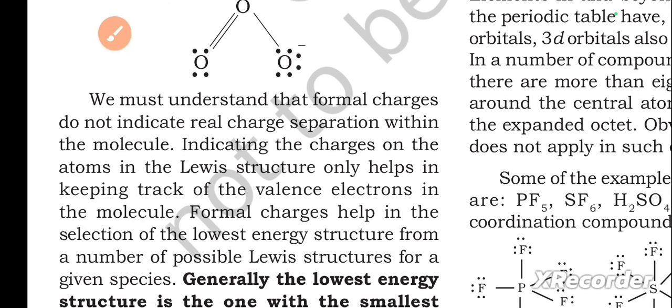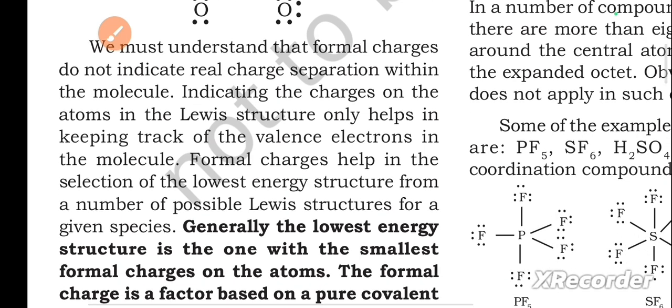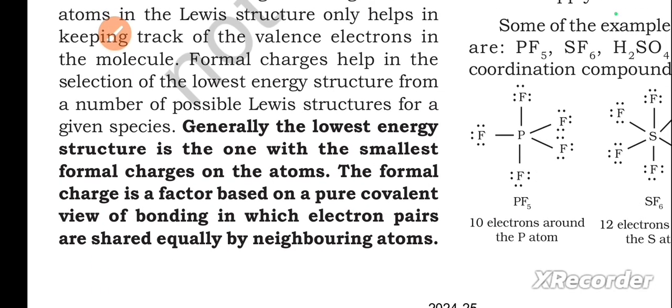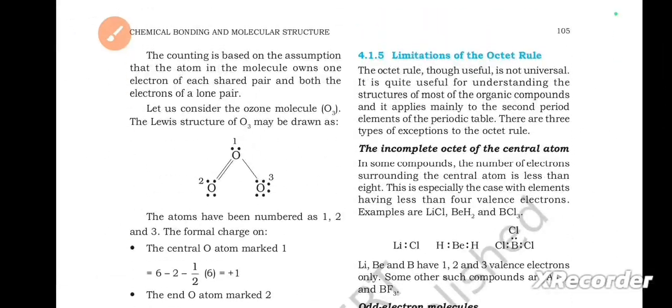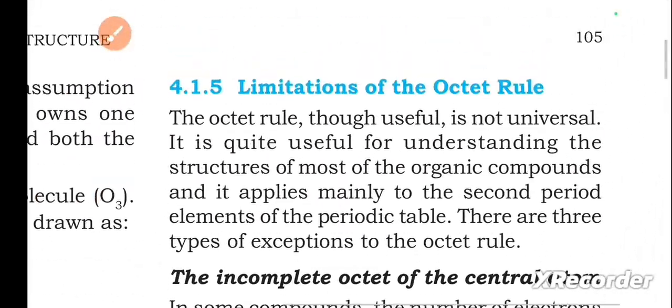Indicating the charges on the atoms in the Lewis structure only helps in keeping track of the valency electrons in the molecule. Formal charges help in the selection of the lowest energy structure from a number of possible Lewis structures for a given species. Generally, the lowest energy structure is the one with the smallest formal charges on the atoms. The formal charge is a factor based on a pure covalent view of bonding in which electron pairs are shared equally by neighboring atoms.